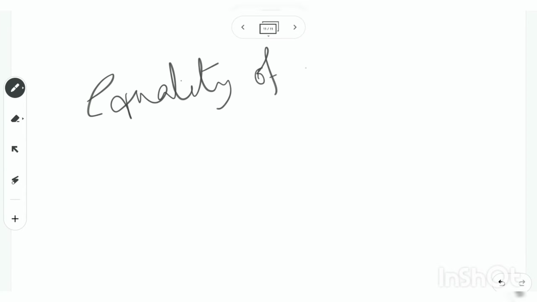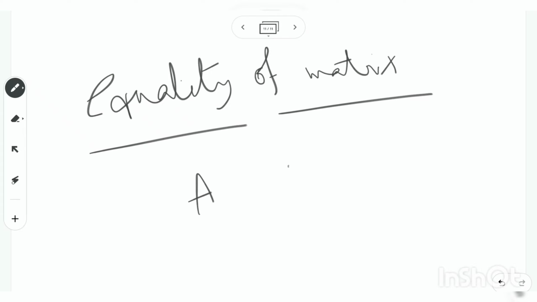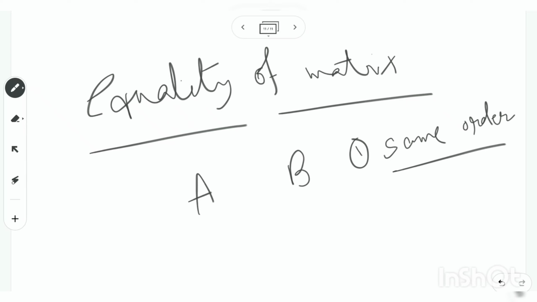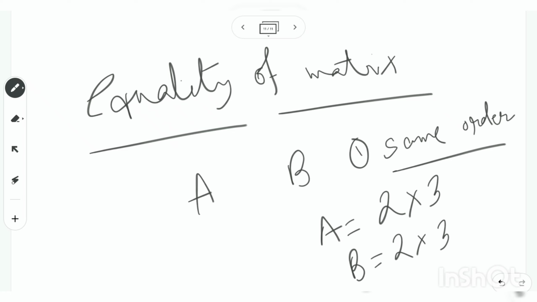And the last one is equality of matrix. So what is equality of matrix? Matrices A and B are said to be equal if, first of all, the first condition is that they are of the same order. So what is the order of a matrix? You already know it. If A is a 2 cross 3 matrix and B is also a 2 cross 3 matrix, then this condition holds for equality of matrix.